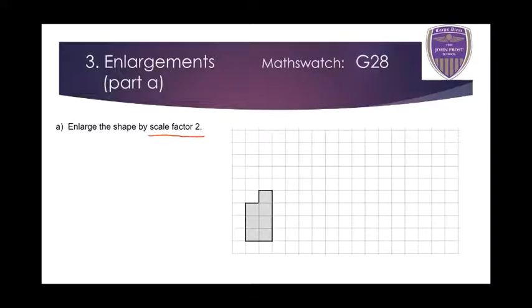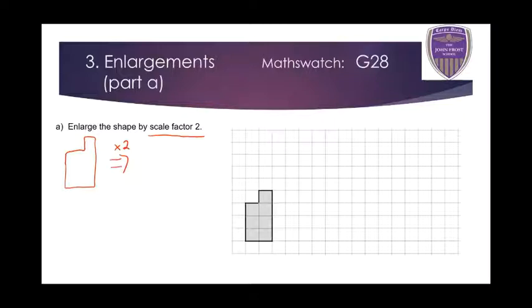And all that means is whatever the sides of this shape are, we need to multiply all those numbers by 2 to get our new shape, okay? So if we've got our original shape, all we're doing is we're multiplying each side by 2, okay?